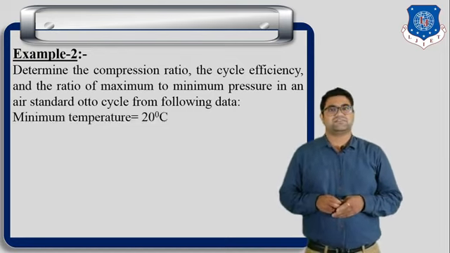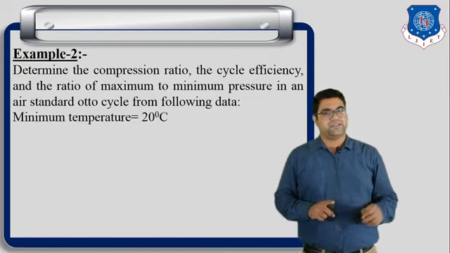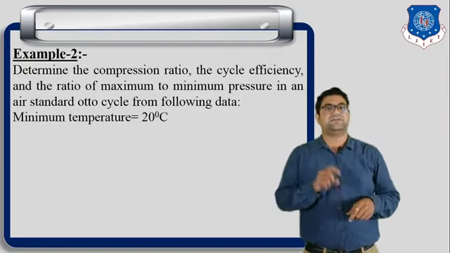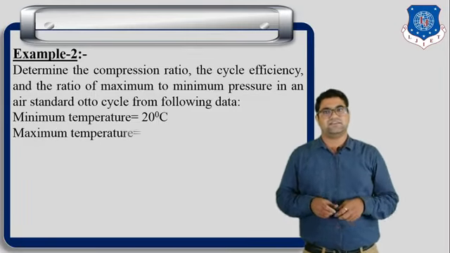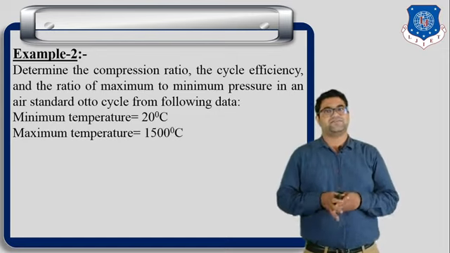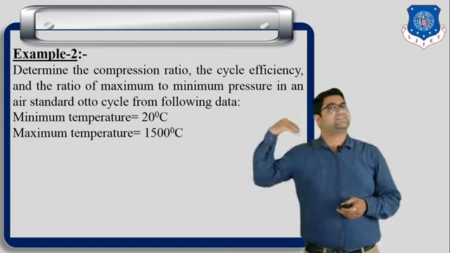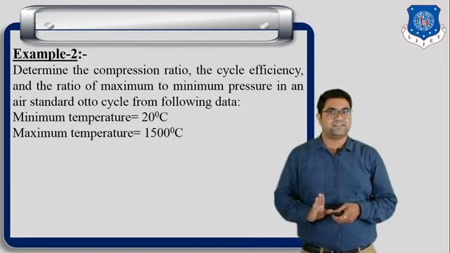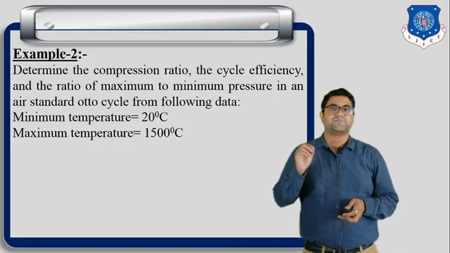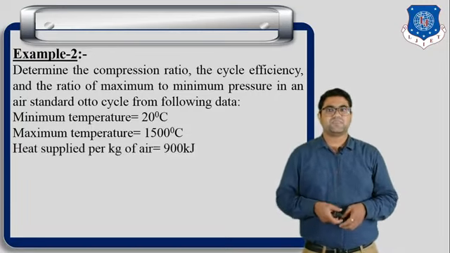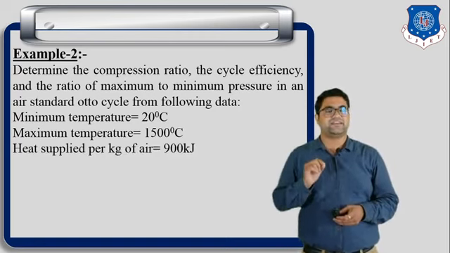The minimum temperature of the cycle is 20 degrees Celsius. The minimum temperature occurs at the beginning, that is T1. So T1 is given in degrees Celsius, that is 20 degrees Celsius. Now the maximum temperature is 1500 degrees Celsius. The maximum temperature of the cycle occurs after the heat supply, that is the value of T3. So we can write maximum temperature as 1500, that is equal to T3. Next, heat supplied per kg of air is equal to 900 kilojoule.